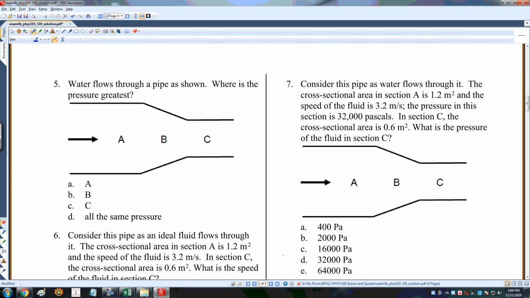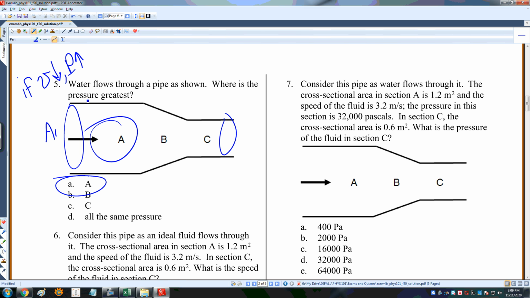Water flows through a pipe as shown. Where is the pressure greatest? So the pressure is greatest where the velocity is lowest. So if the velocity is low, that means that the pressure is big. And I have the lower velocity right here, so A. By the way, that's the continuity equation, right? If this is A1, if this is V1, this is A2, and then the velocity in that section of the pipe. I know from the continuity equation that A1 V1 equals A2 V2. So if A2 goes down, that means V2 goes up. So it's slow here and fast here.